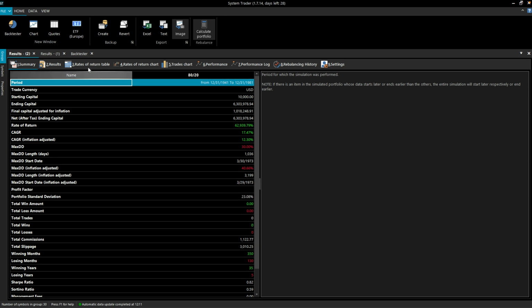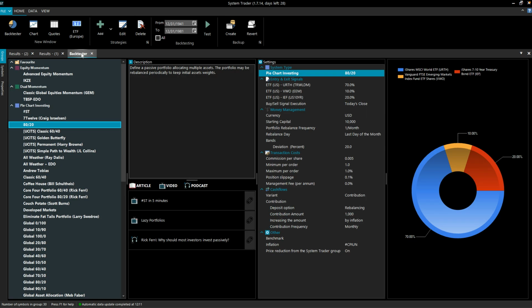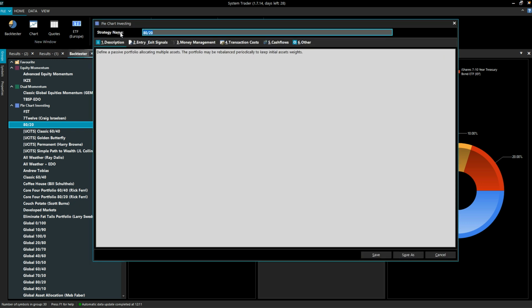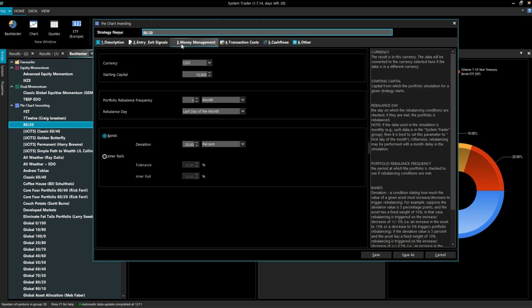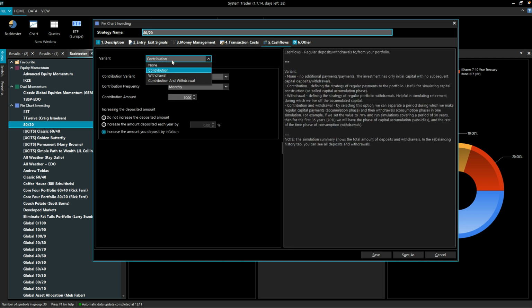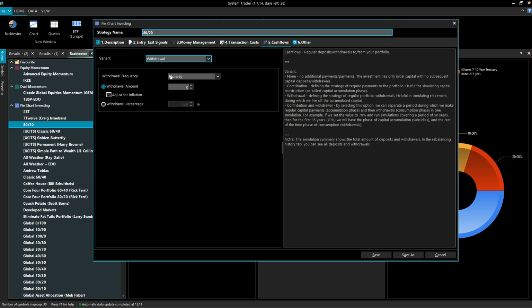But okay, let's assume that we already have $2 million in our portfolio, and now we would like to start our retirement, and we would like to start consuming that capital. So let's go back to our portfolio, and now as a starting capital, let's set 2 million. And now, in cash flows, rather than having contributions, let's set withdrawal. And let's say that we want to withdraw our money on an annual basis, and that we want to apply the 4% rule.